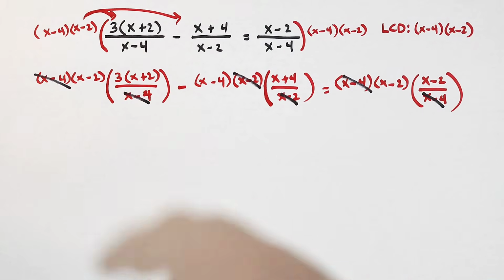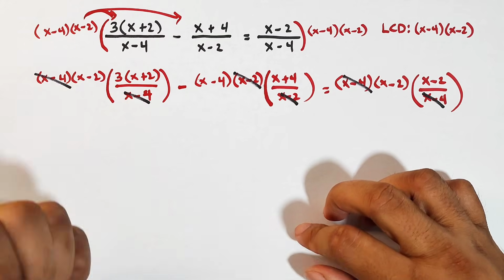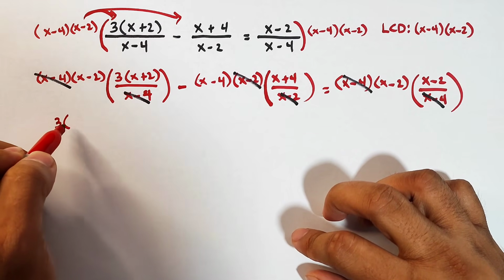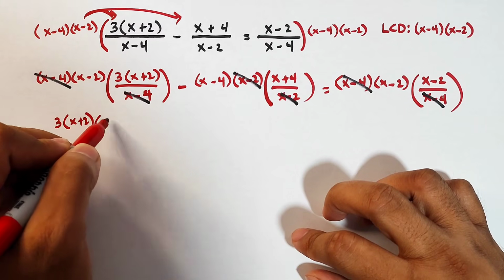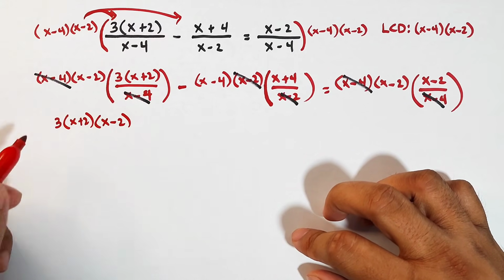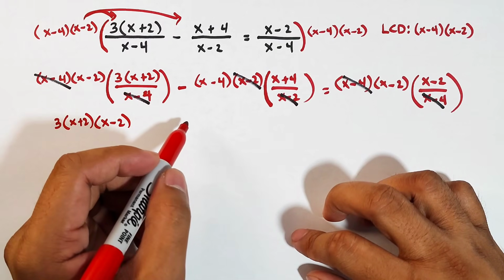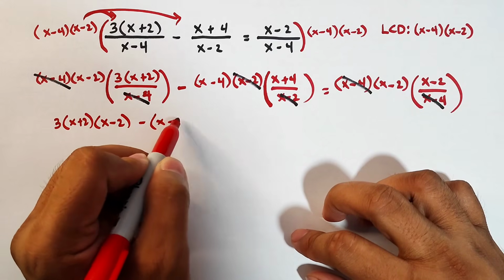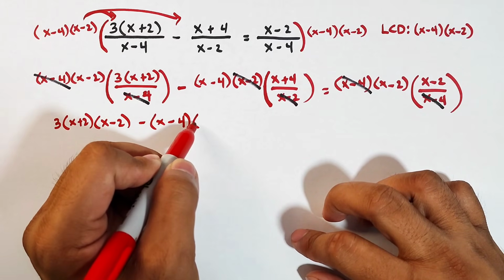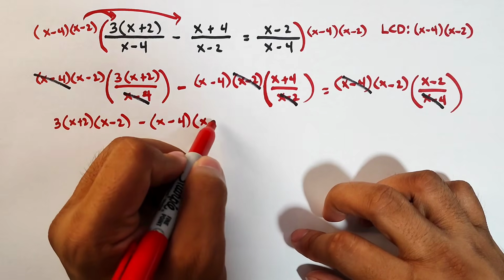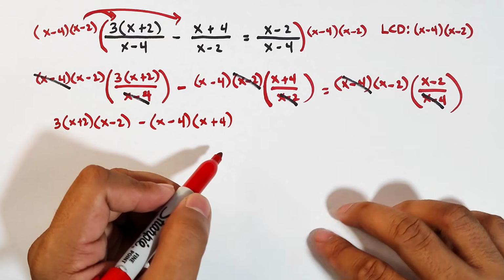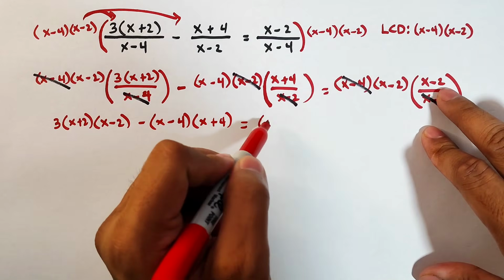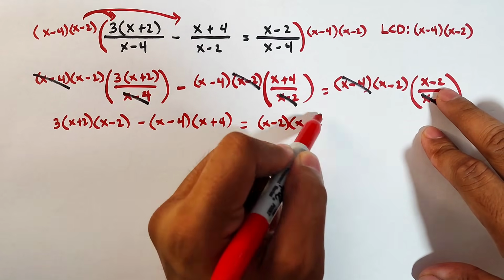So what will happen is that we have our new equation. For this, it will become 3 times x plus 2 times x minus 2. For this, we have minus x minus 4, then x plus 4. Here naman, on the other side, is equal to x minus 2 times x minus 2.